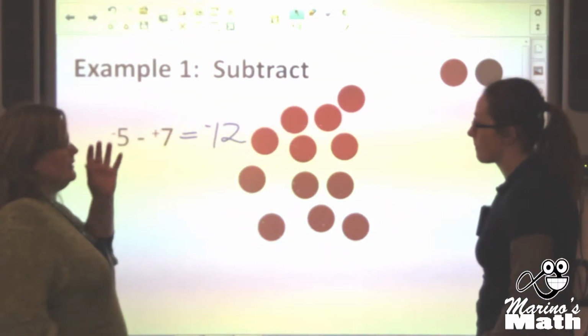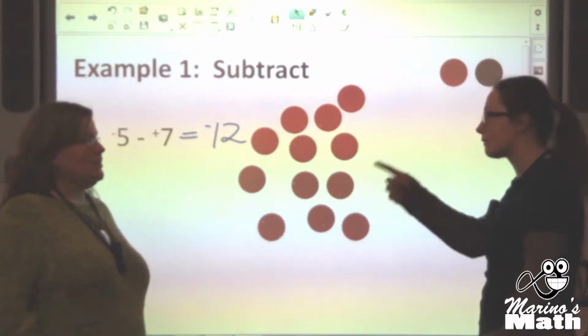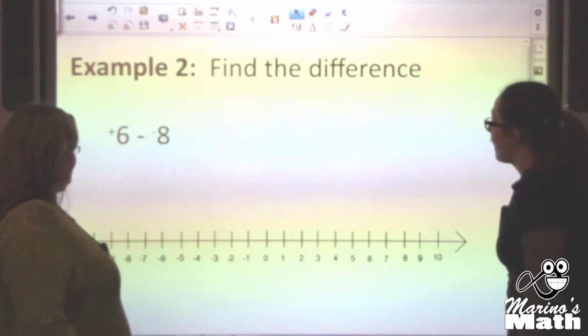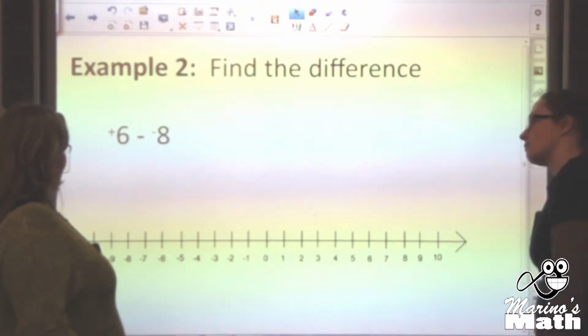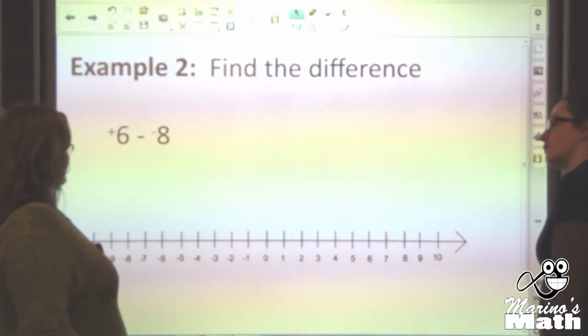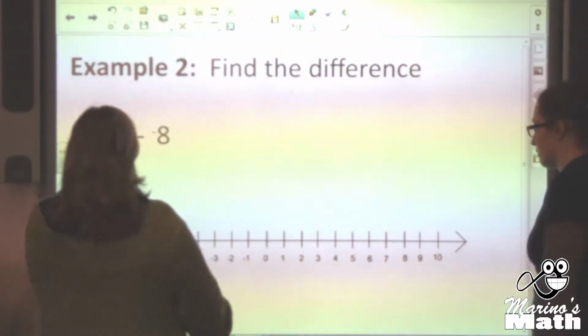Okay, let's do another one. I was just picturing it on a number line, but we can do that in another example. Let's try a number line. How about +6 minus -8? Do you want me to do it? Go ahead. I will help you if you get stuck.